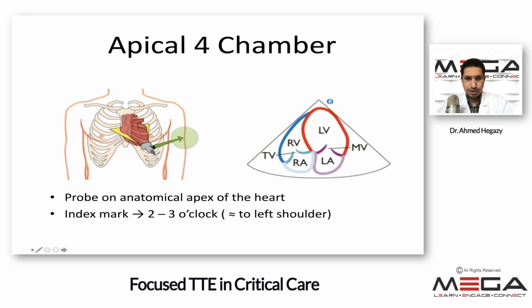Your index mark here is pointing towards the left shoulder. So your index mark is now still pointing to the left, and you're cutting the heart from the apex upwards. And so closest to your probe in the near field, you'll find the left ventricular apex. And in the far field, you will find the left atrium, and between them is the mitral valve. And then you'll also find the RV, the RA, and between them is the tricuspid valve.